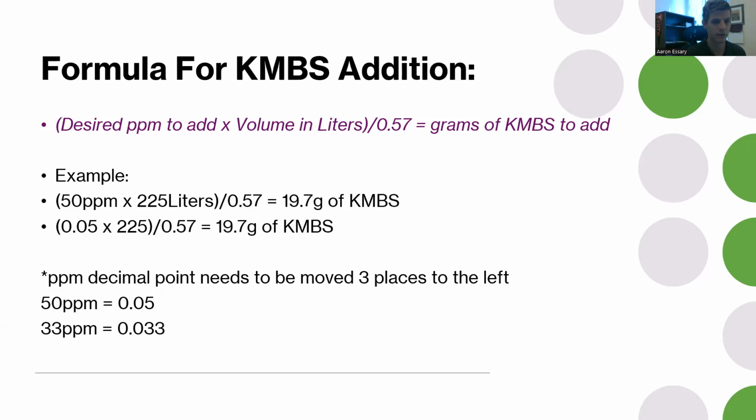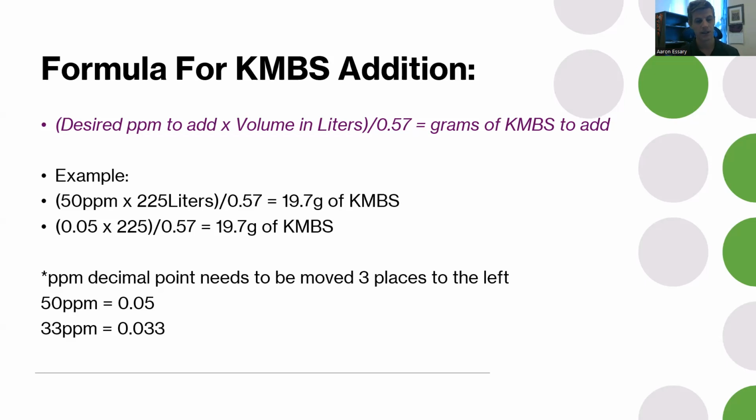Don't just plug in 50 ppm. Don't plug in 50 and multiply by your liters. That will give you a wrong number and you'll have a lot of sulfur in your wine. You have to move your decimal place, so always watch your decimal place. If you want to add 40 ppm, it would be 0.04 multiplied by your liters divided by 0.75.